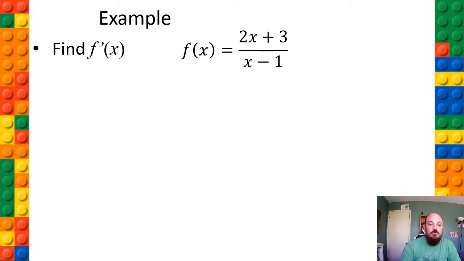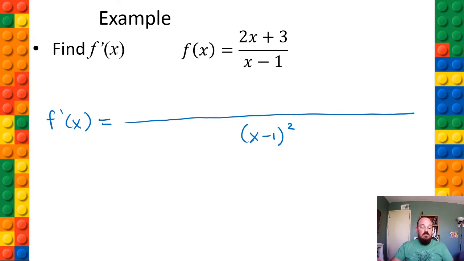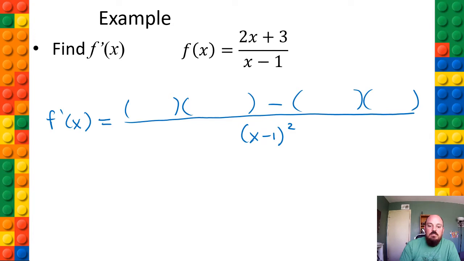So when I go to find the derivative, I'm going to set it up like this. I'm going to make this big long fraction, leave myself some room to work. I'm going to take the original denominator, x minus 1, and just square it. Just put it in parentheses, squared, and leave it. Don't multiply it out or anything. And then on top, I'm going to do kind of a fill in the blank again, like I did with the product rule. It's going to be the derivative of the top times the bottom minus the derivative of the bottom times the top. And I'll write it out for us here.